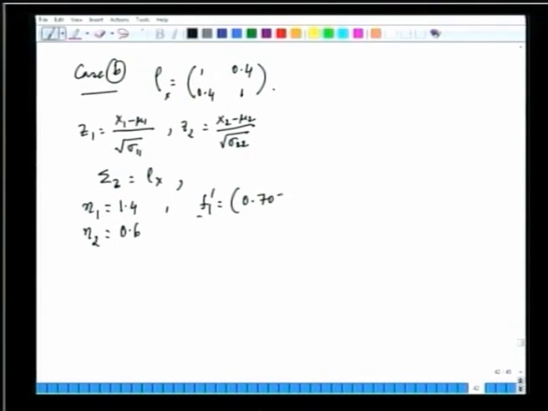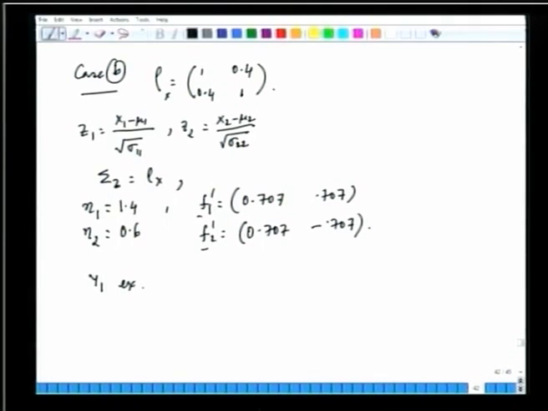This is 0.707, 0.707, and f2 is 0.707 with minus 0.707, right. And then we have y1. Let us see, that is the first thing that we are going to check.